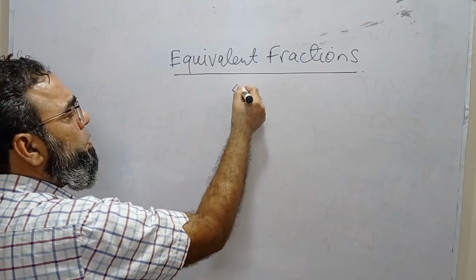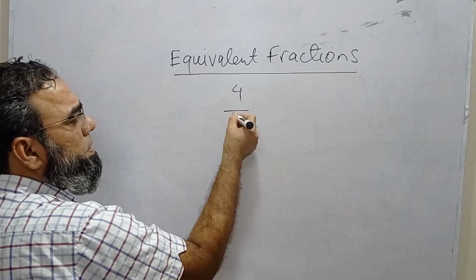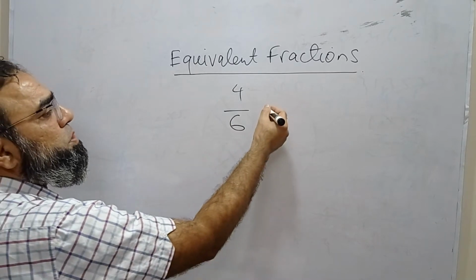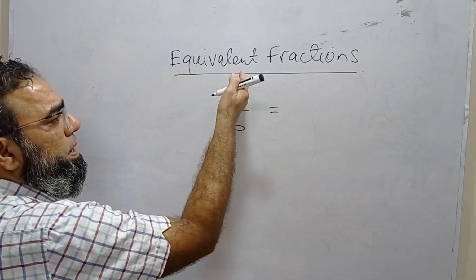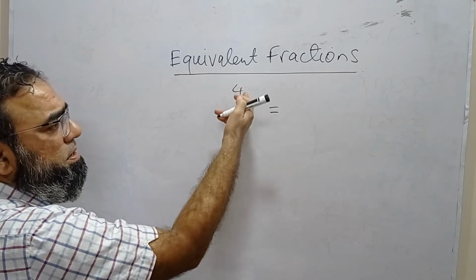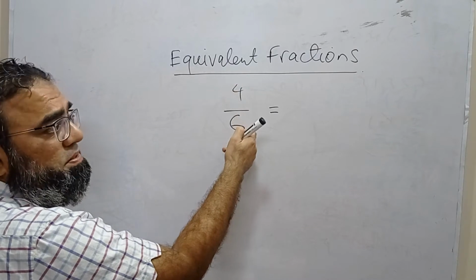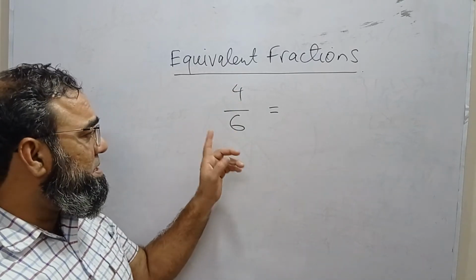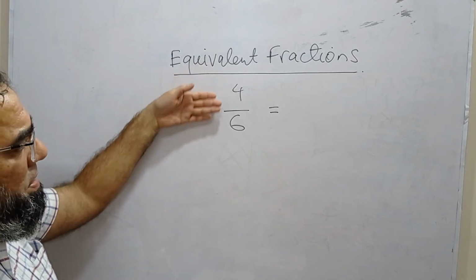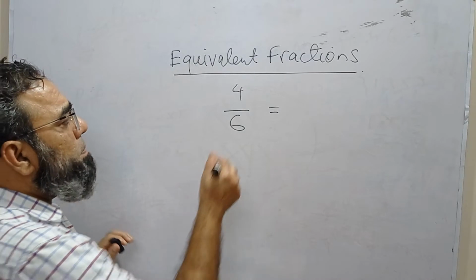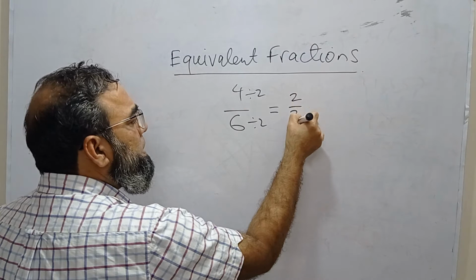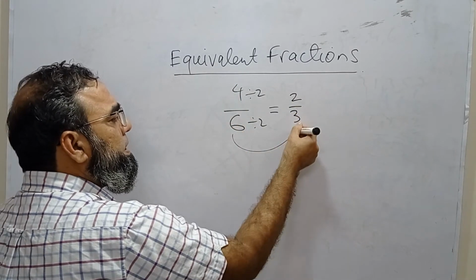For example, you have 4/6. You have to see whether this fraction is written in its simplest form or not. If you can divide both of them by the same number, or in other words, if there is a common factor in the numerator and denominator, that means this fraction is not in its simplest form. This has a factor 2, and this has a factor 2. If you divide both of them by 2, this is going to be 2/3. So 4/6 is simplified into 2/3.